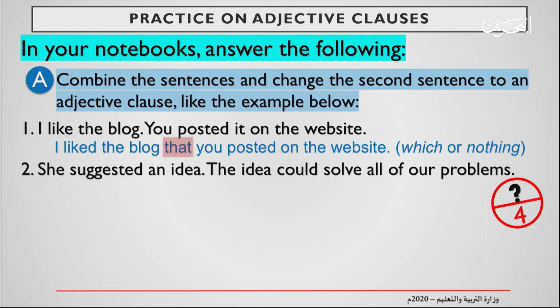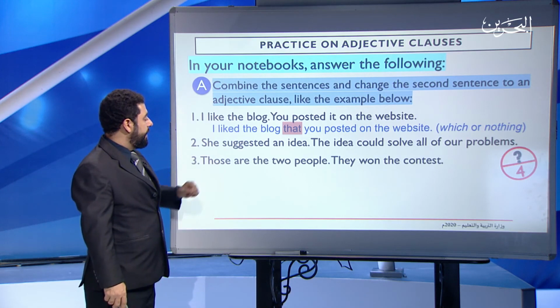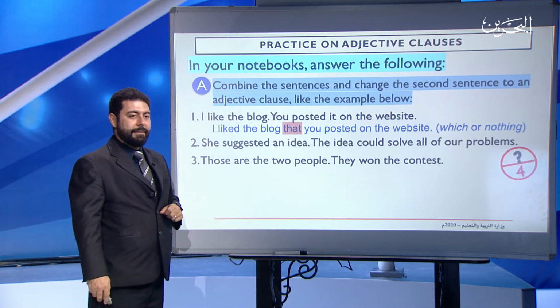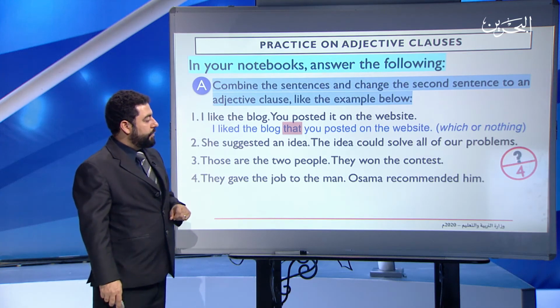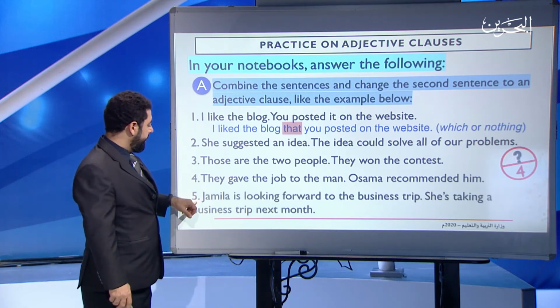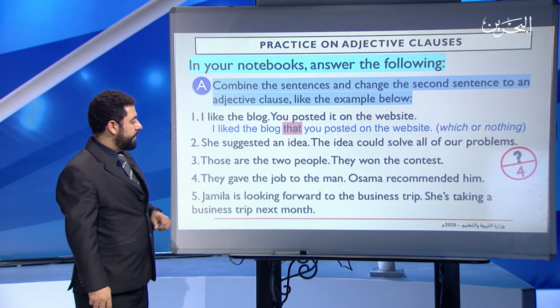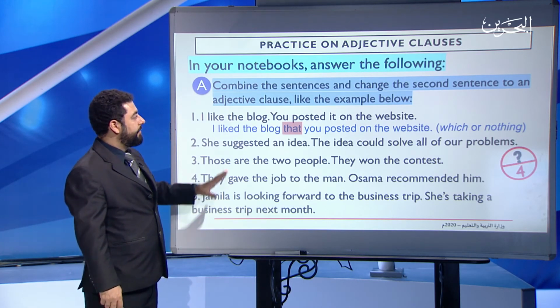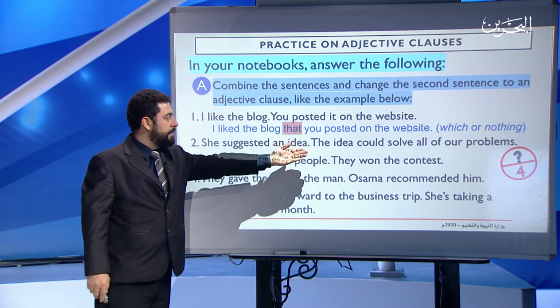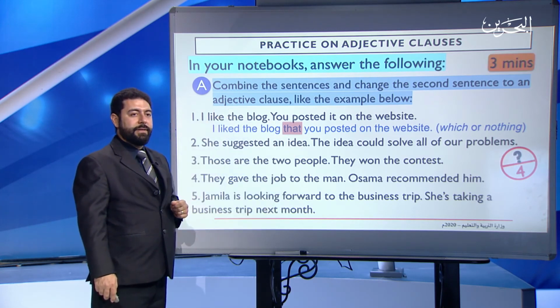Number 2. She suggested an idea, full stop. The idea could solve all of our problems. Again, the second sentence, you have to change it to an adjective clause. A third one. Those are the 2 people, full stop, they won the contest. 4, they gave the job to the man, full stop, Osama recommended him. Okay. 5th one, Jamila is looking forward to the business trip, full stop. She's taking a business trip next month. Now you have to combine them and change the second sentence to an adjective clause. And you have 3 minutes.